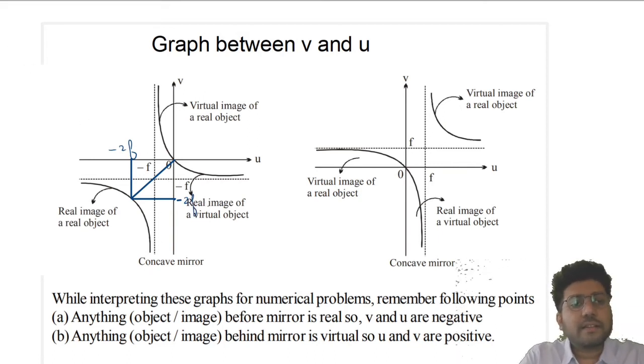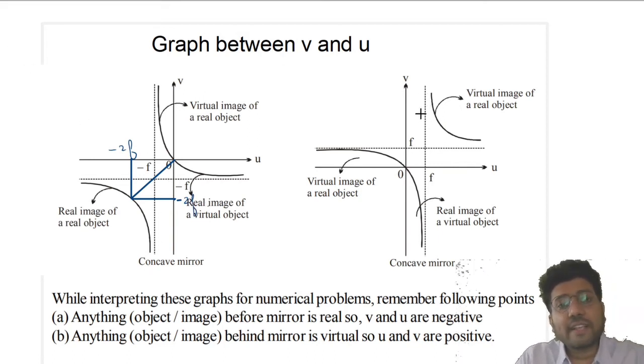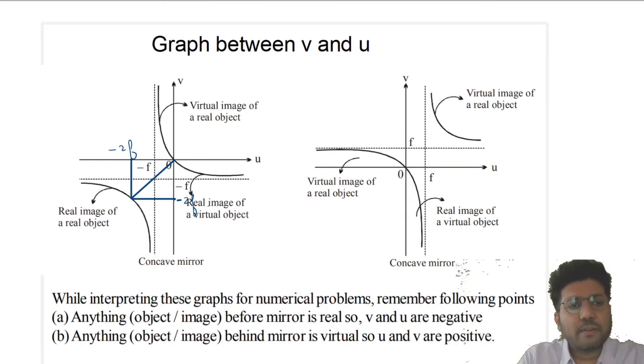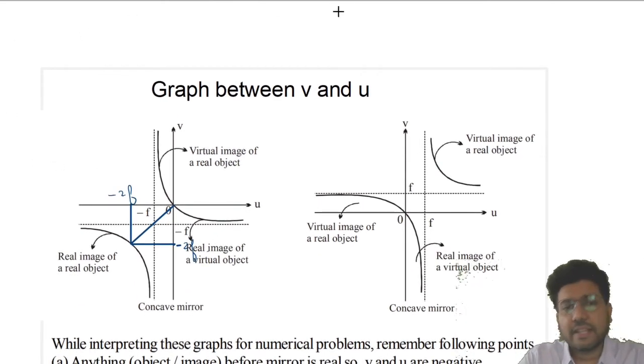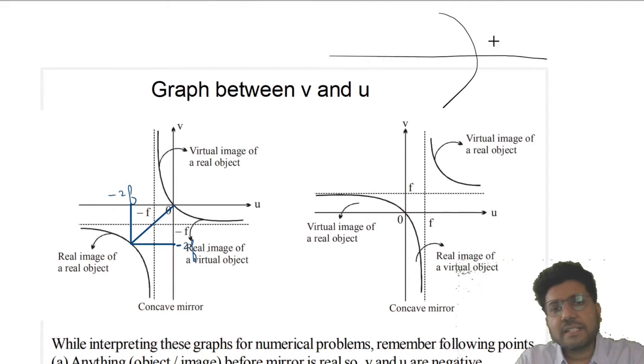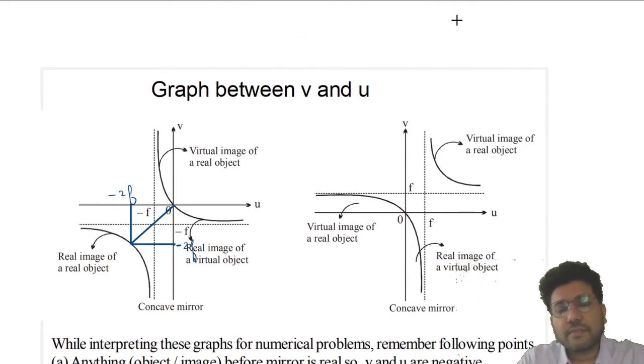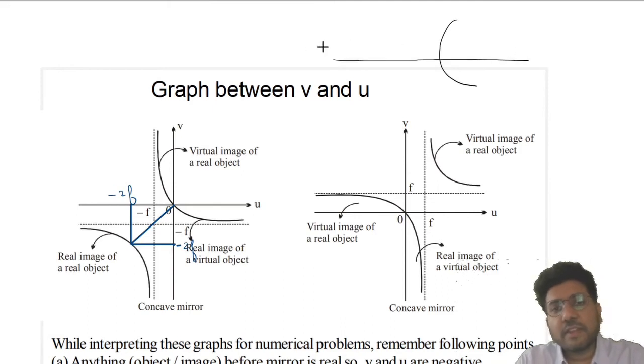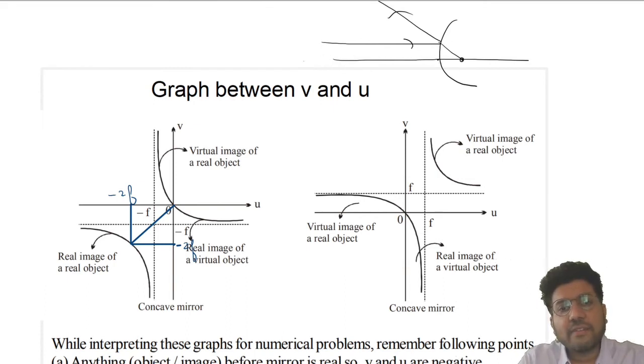Right. Then for a convex mirror. Now for a convex mirror, when the object is real, there is only one case. That is, when the object is at infinity, the image is at focus. This is concave; I have to draw for convex mirror. So for convex mirror, when the object is at infinity, the image is at focus. And when the object is anywhere between pole and infinity, the image is virtual. That means V will become positive, and the image is always between pole and focus.